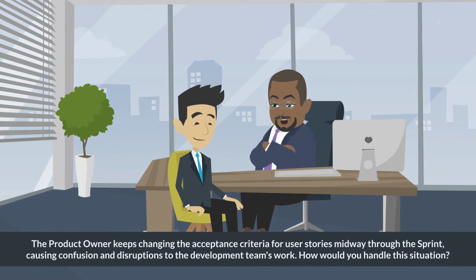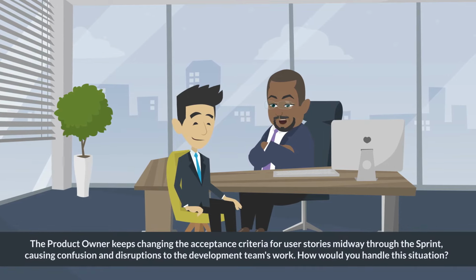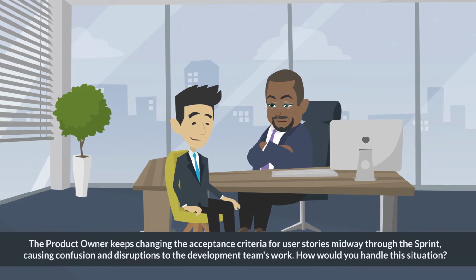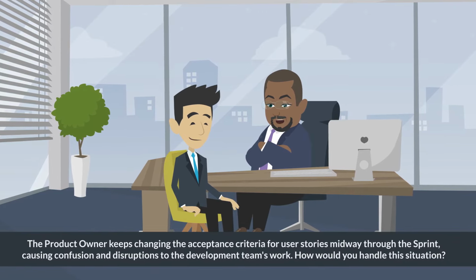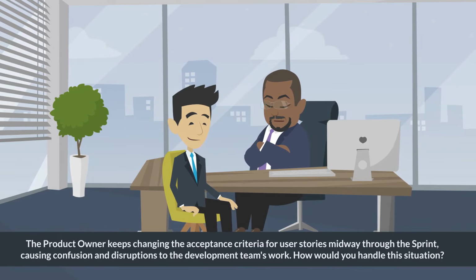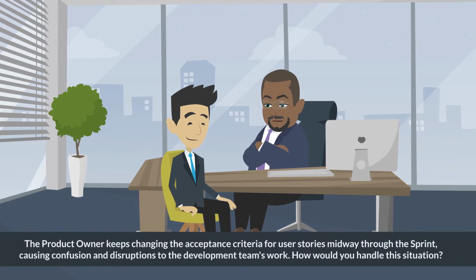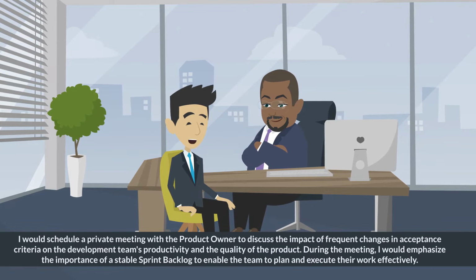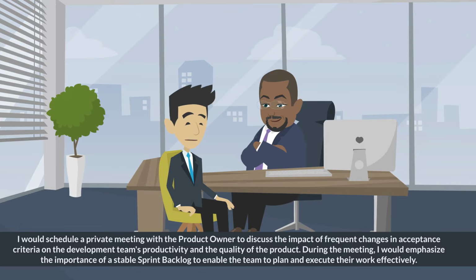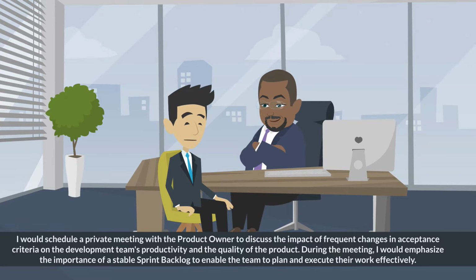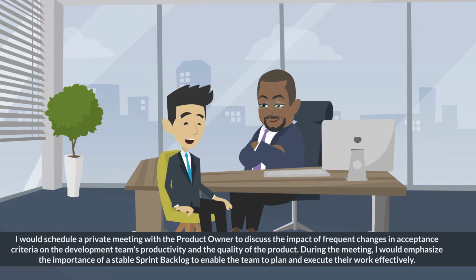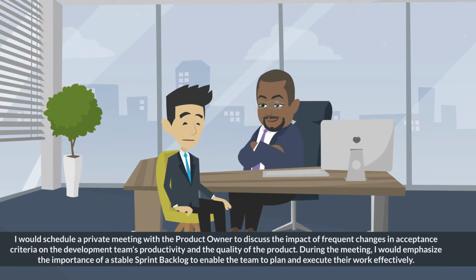The product owner keeps changing the acceptance criteria for user stories midway through the sprint, causing confusion and disruptions to the development team's work. How would you handle this situation? I would schedule a private meeting with the product owner to discuss the impact of frequent changes in acceptance criteria on the development team's productivity and the quality of the product.